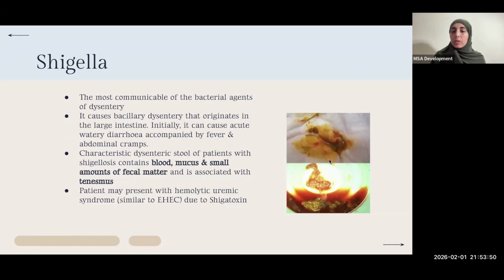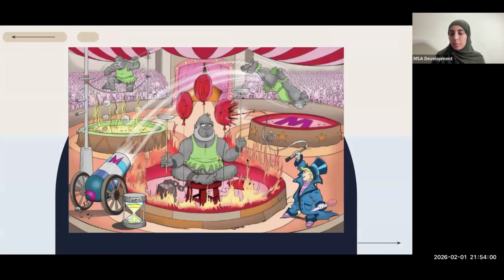This is the diarrhea or the dysentery caused by Shigella. You can see there's so much blood, it's mucoid, and it's not very high in volume. It's a small amount of stool. Okay, back to the sketchy picture.